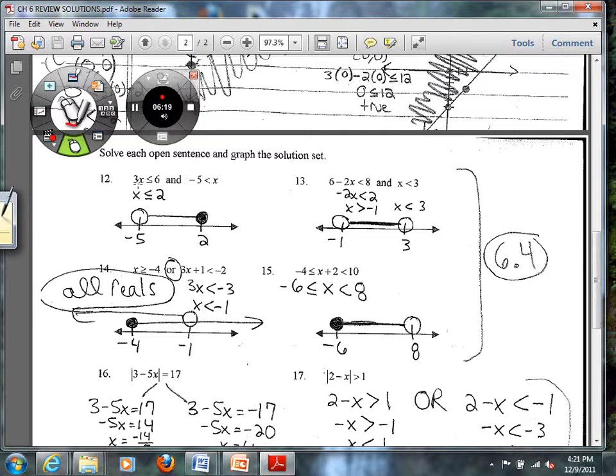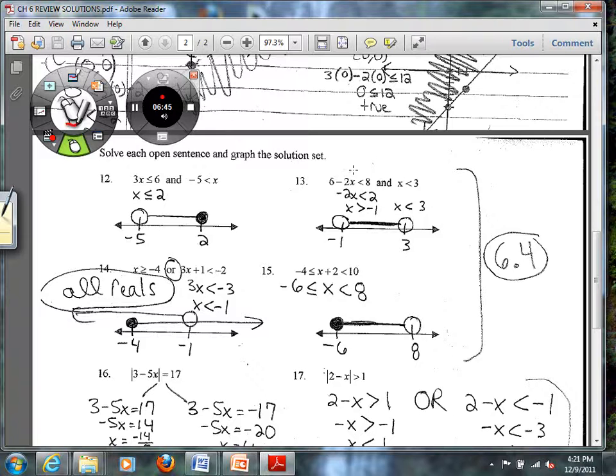Number 12, I had to solve this one just by dividing by 3, and so that became x is less than or equal to 2. And then this one says that x is greater than -5. This is an AND problem, so I'm looking for where they overlap. So x is less than or equal to 2, goes that way. X is greater than -5, it's open circle, goes that way, and they would start overlapping right in the middle there.